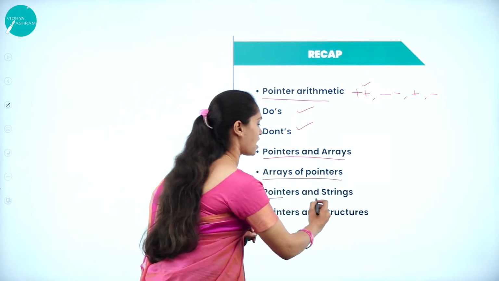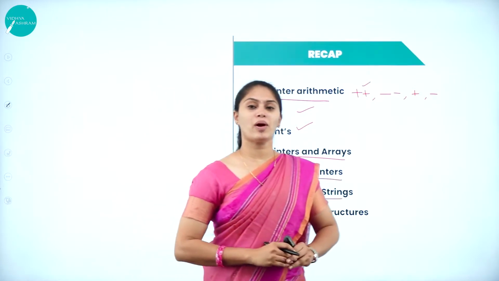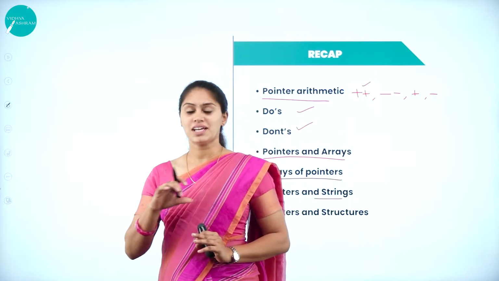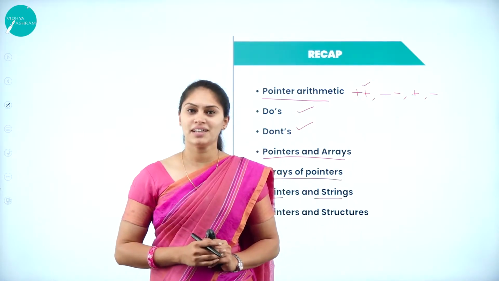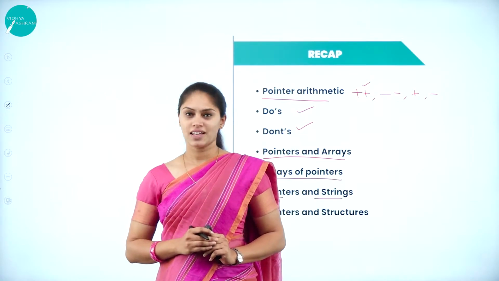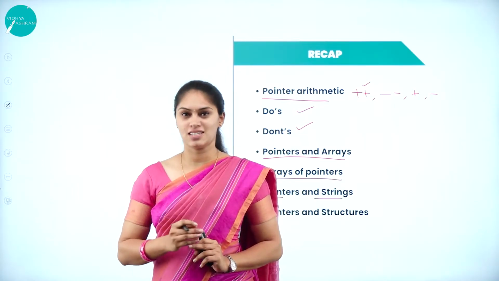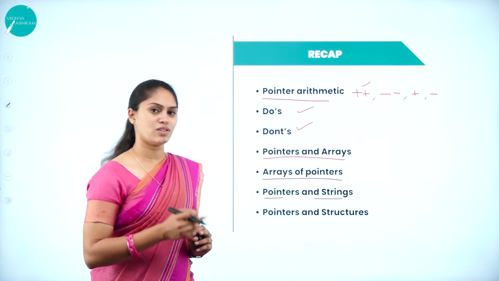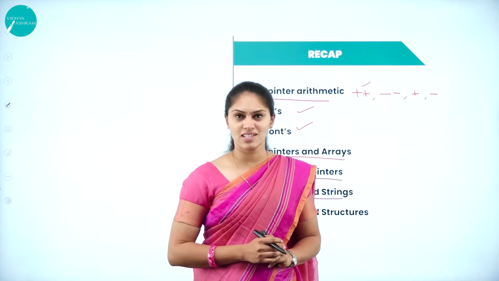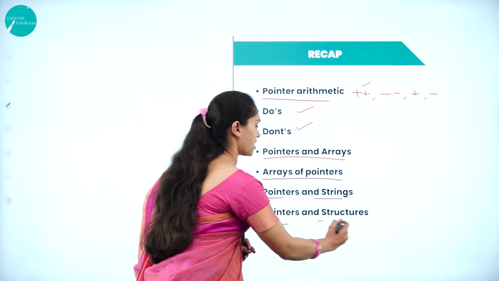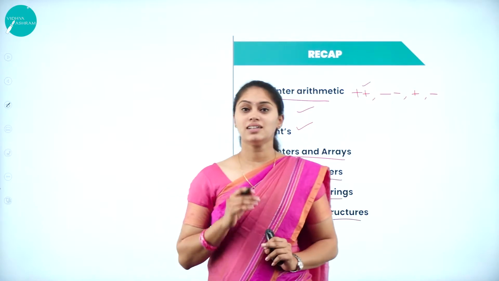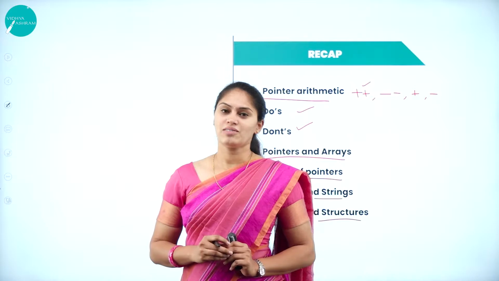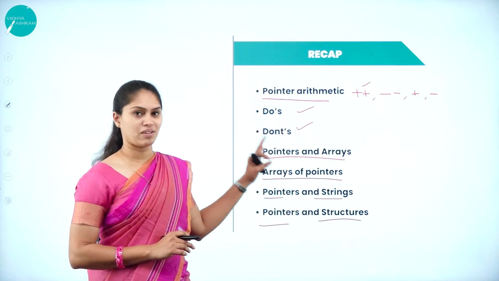After that, pointers and strings. What is the relationship between a pointer and a string? A string is a collection of characters, or a stream of characters, terminated by \0, which represents the end of the string. So how can I use a pointer variable to work with a string? That was discussed in the previous session. After that, pointers and structures: how can I access the address of a structure variable by making use of a pointer?